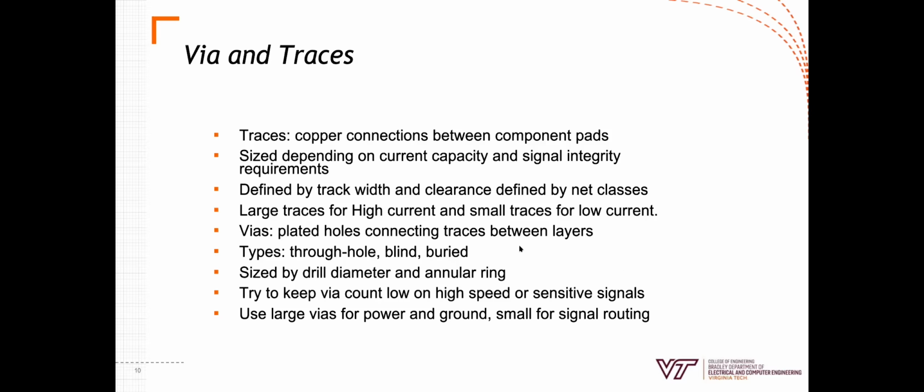Buried vias are vias in between your internal copper layers. If you have a 4-layer board and you had a via in between layer 2 and 3, this would be a buried via. And similarly to traces, if we have high current, then we're going to want a larger via to accommodate that.